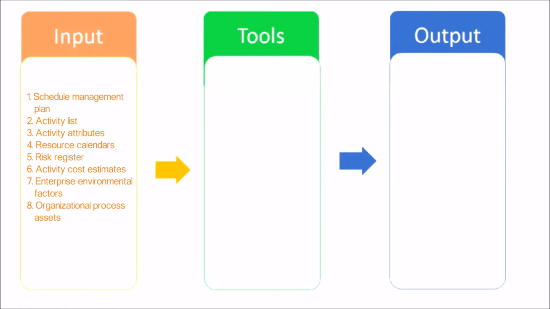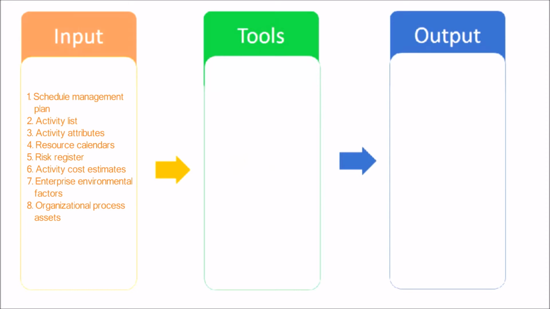in the activity list. Resource calendars. A resource calendar is a calendar that identifies the working days and shifts on which each specific resource is available. Risk register. Risk events may impact resource selection and availability. Activity cost estimates. The cost of resources may impact resource selection.